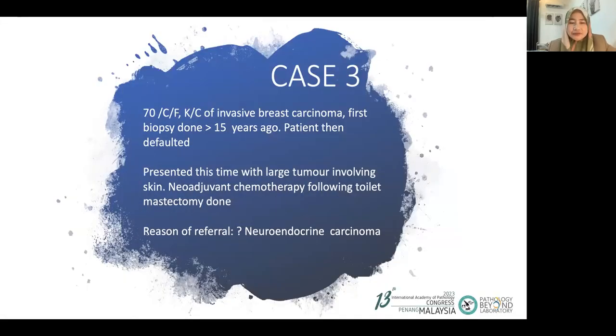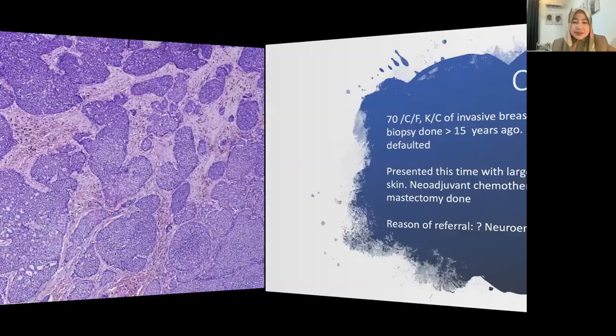Case number 3, we have a 70-year-old Chinese female, known case of invasive breast carcinoma, first biopsy done more than 15 years ago, and the patient then defaulted. Presented this time with a large tumor involving the skin, neoadjuvant chemotherapy following toilet mastectomy done. And the reason for referral is to rule out neuroendocrine carcinoma.